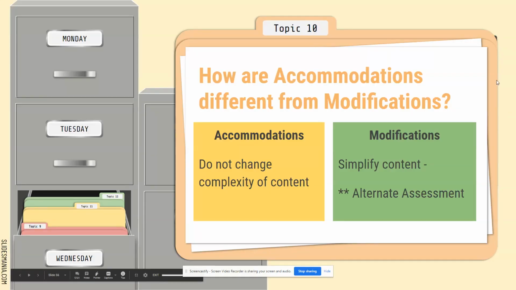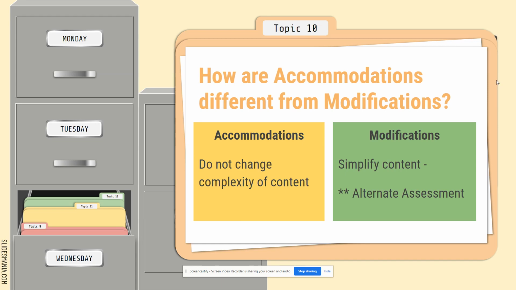Thanks, Kim. That's some great information. And just one more thing to keep in mind when we're talking about accommodations. Several people have asked, how are accommodations different than modifications? To put it in its simplest format, accommodations don't change the complexity of the content. They just provide access to the content.